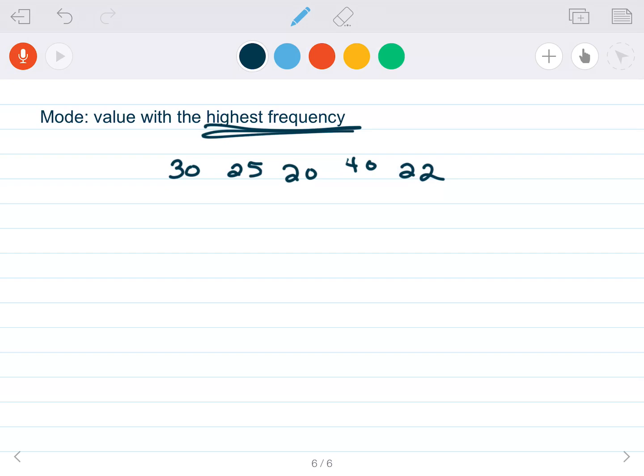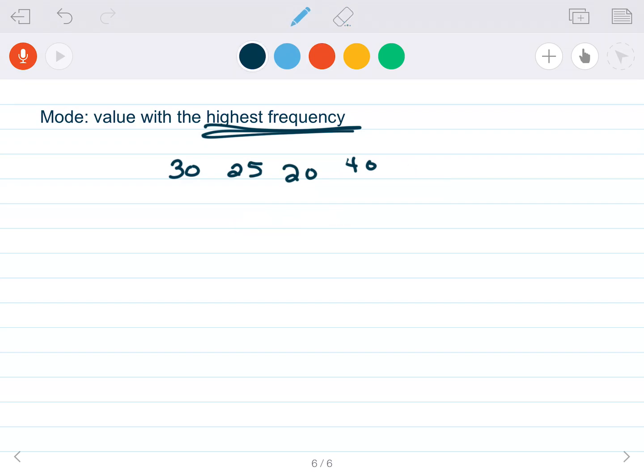Well, I don't see any numbers that repeat at all, right? So when you don't have anything that repeats or has a frequency higher than 1, you're just going to say no mode. Okay? So no mode in this case, because nothing is occurring any more frequently than anything else.